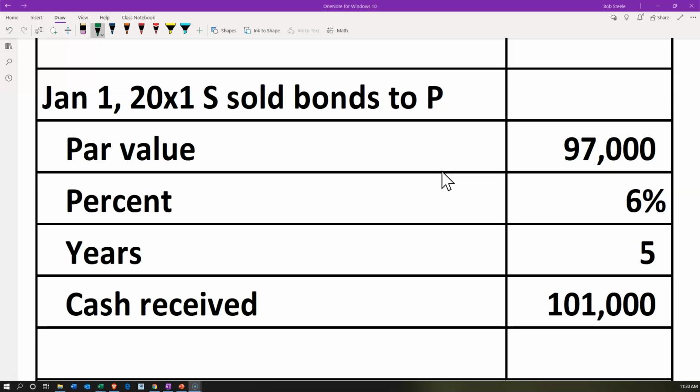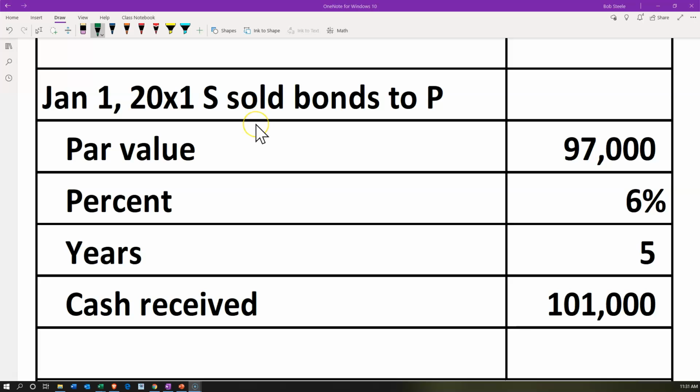S sold bonds to P. The par value was 97,000. The percent on the bond, 6%. Years going to be 5 years. The cash received was 101,000. So this time we have S selling to P, so subsidiary to parent. You could think of that kind of like an upstream transaction, but it's really a debt kind of transaction that we're taking a look at.